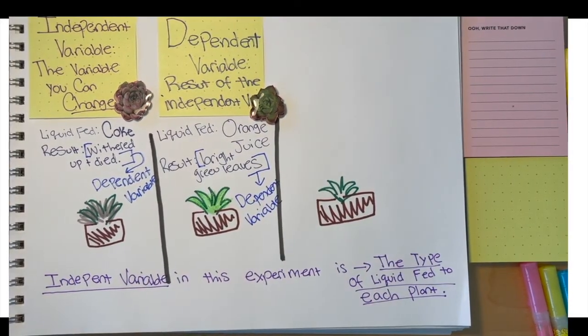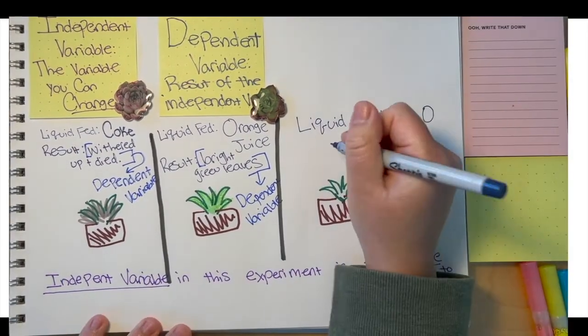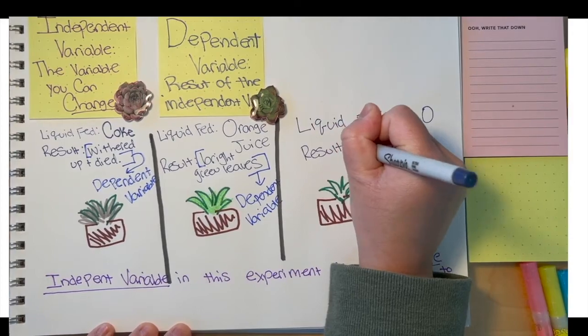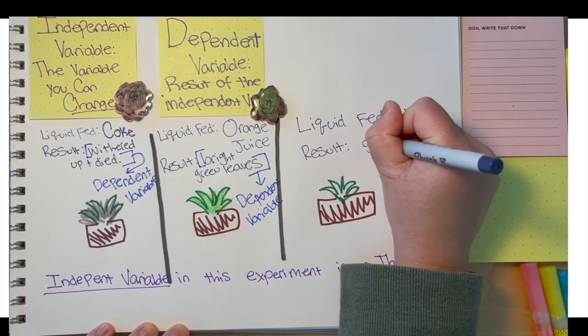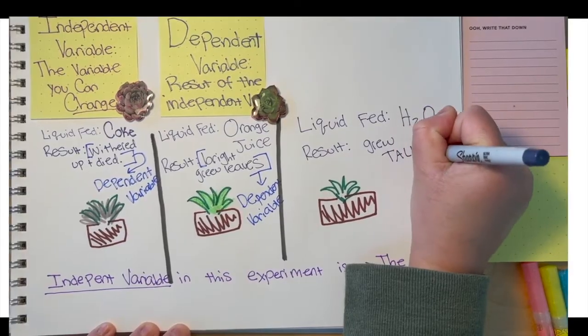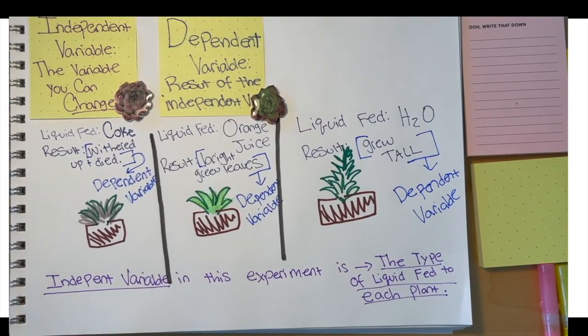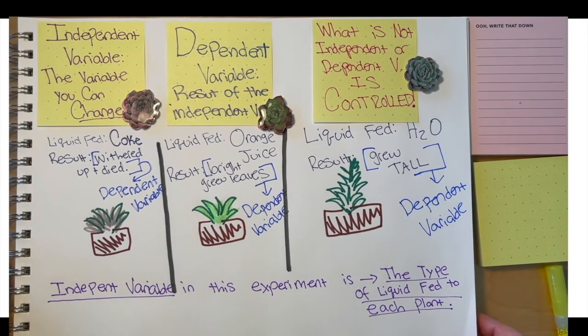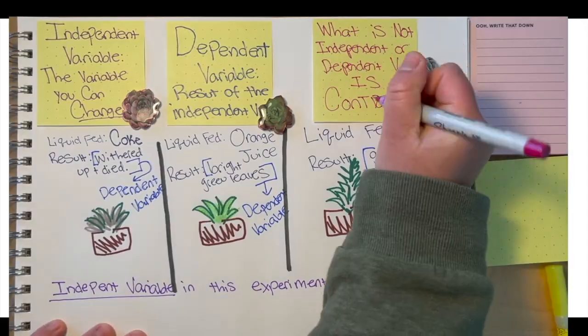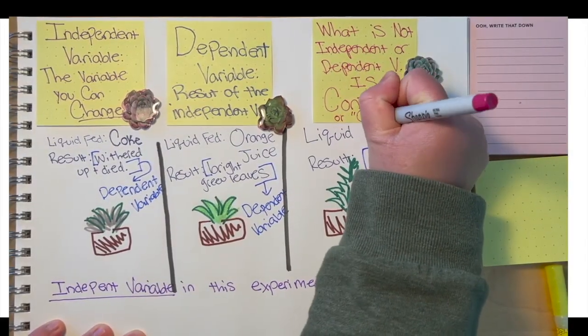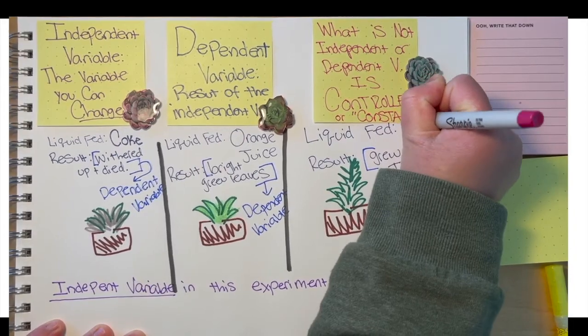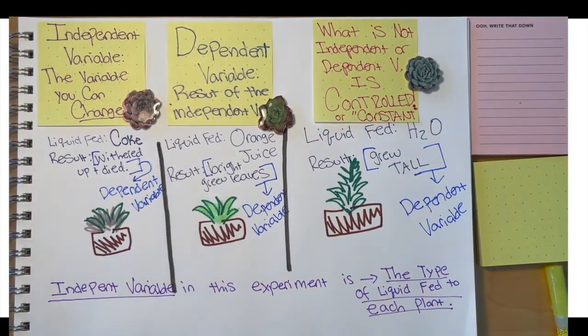And let's just say that the third plant we gave water to, and this plant in particular grew very, very tall. Now, the independent variable is the water, and the dependent variable is the growth, the height of the plant. The plant grew very high. Now, everything else in the experiment must be what we call controlled. Everything must remain constant and unchanged. Therefore, we know that what is causing the dependent variable, or the outcome, or the data, the results, is in fact the independent variable, the change in the type of liquid that we're feeding each plant.